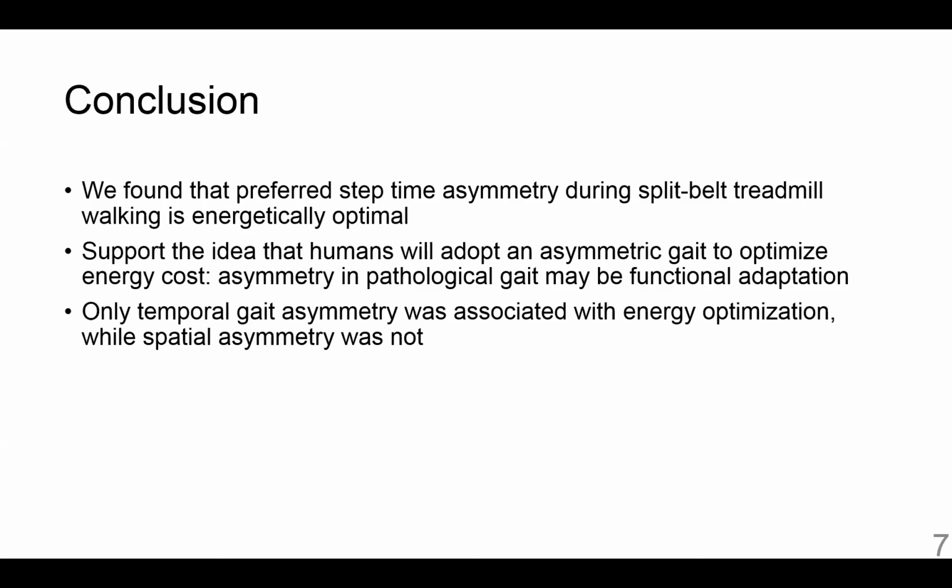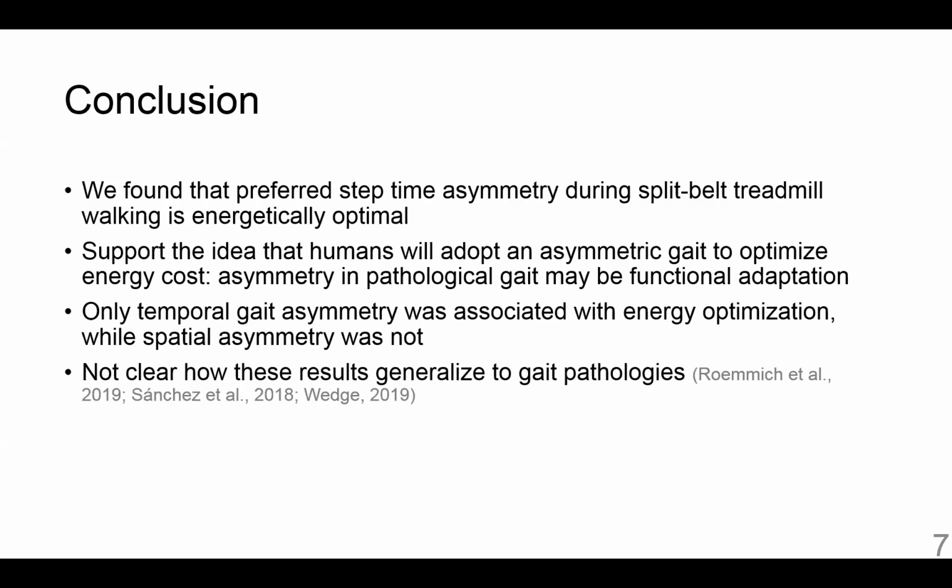Of note is that we found that only temporal gait asymmetry was associated with energy optimization, while spatial asymmetry was not. And last, it is not clear how these results would generalize to gait pathologies, so we think that might be a fruitful area for further research into the relationships between gait asymmetry and energy cost. Thank you.